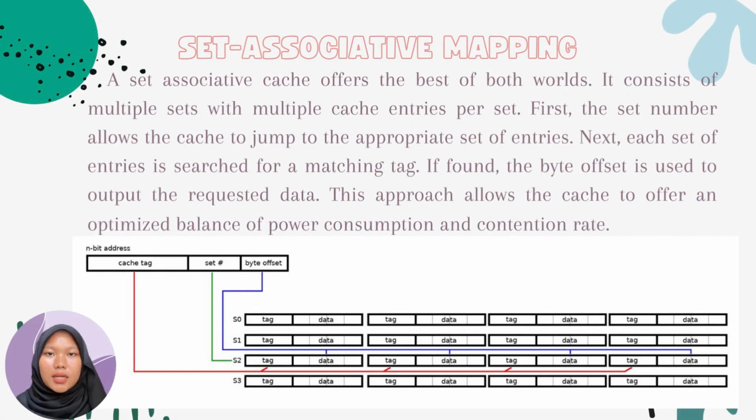The last one is set associative mapping. A set associative cache offers the best of both worlds. It consists of multiple sets with multiple cache entries per set. First, the set number allows the cache to jump to the appropriate set of entries. Next, each set of entries is searched for a matching tag. If found, the byte offset is used to output the requested data. This approach allows the cache to offer an optimized balance of power consumption and contention rate.